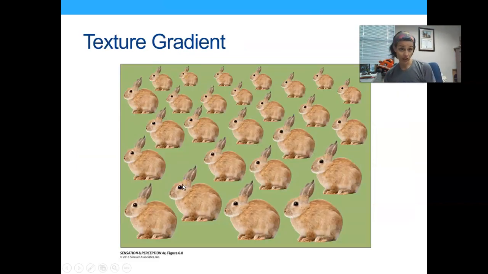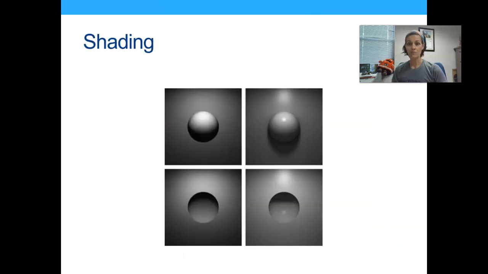We also have a texture gradient. So here in this picture of bunnies, for the bunnies that are larger and closer to you, you can see more detail in their fur. You might even be able to see their whiskers. If we focus on the smaller bunnies farther away in the back, we have less detail. We see less of their fur. We do not see whiskers. So as we get farther away from something, the texture becomes less detailed and less noticeable.